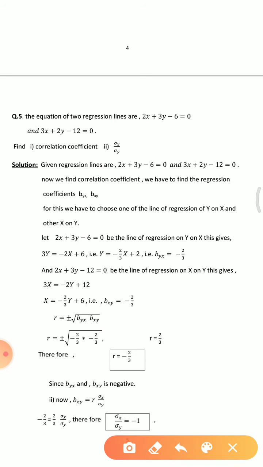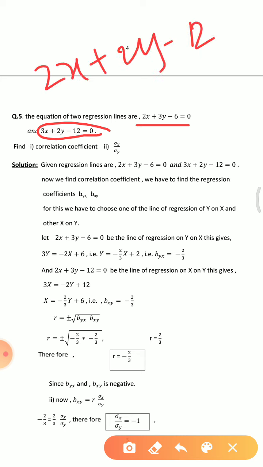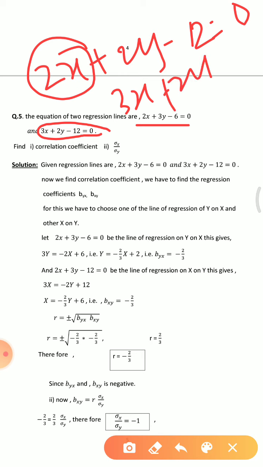The equations of two regression lines are 2x plus 3y minus 6 is equal to 0 and 3x plus 2y minus 12 is equal to 0. This is the second question in the textbook. The given equation there is 2x plus 2y minus 12 is equal to 0. We have to correct it here. It is 3x plus 2y minus 12. In the second equation, one correction here, replace 2x by 3x here. Okay.